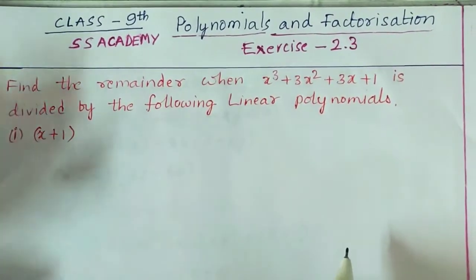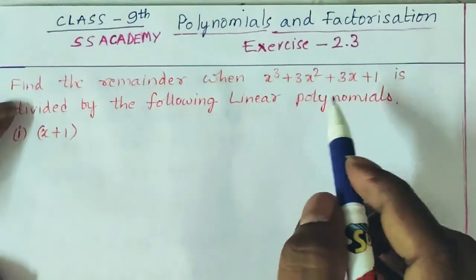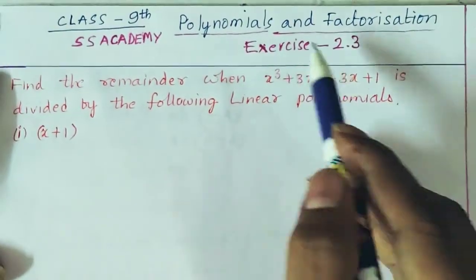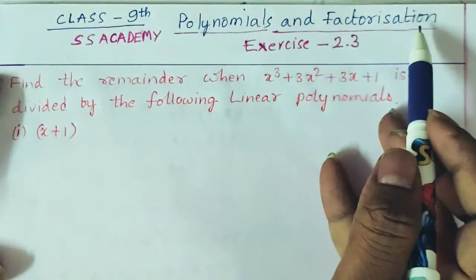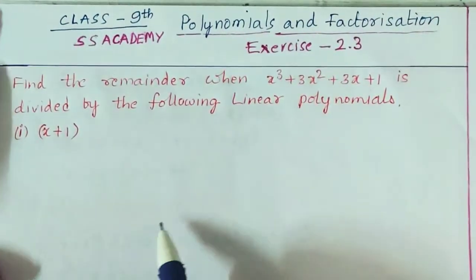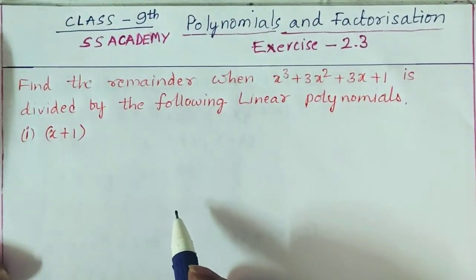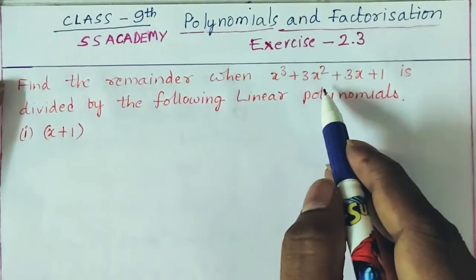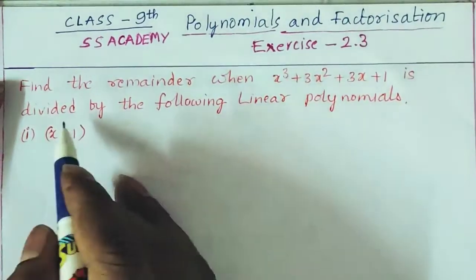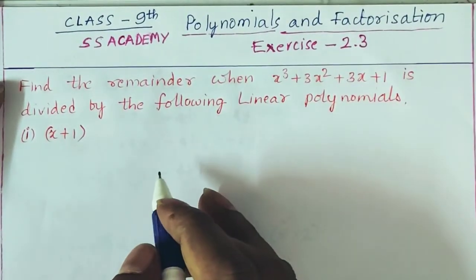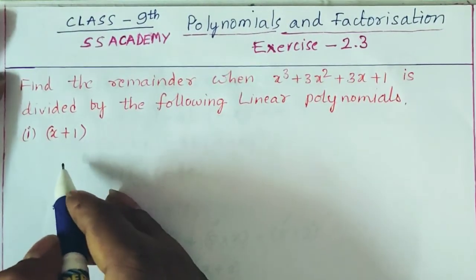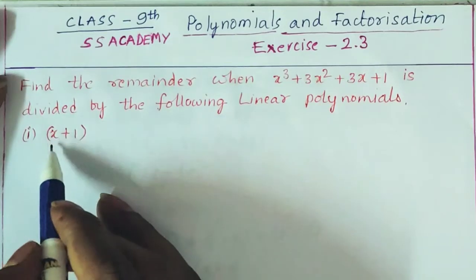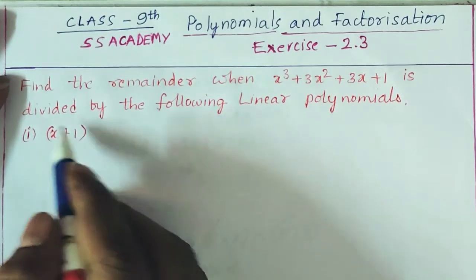Today I am going to explain exercise 2.3 in the chapter Polynomials and Factorization, which is in class 9th. So the first problem is: find the remainder when x cube plus 3x square plus 3x plus 1 is divided by the following linear polynomials. Here we have to divide with x plus 1.